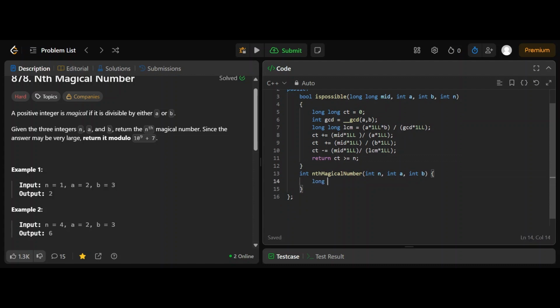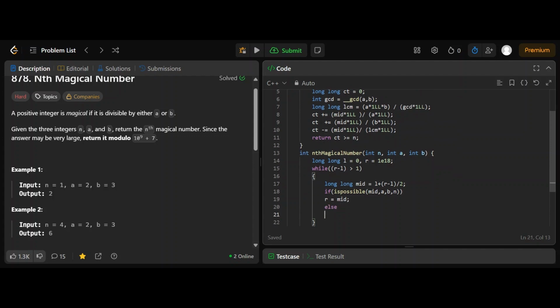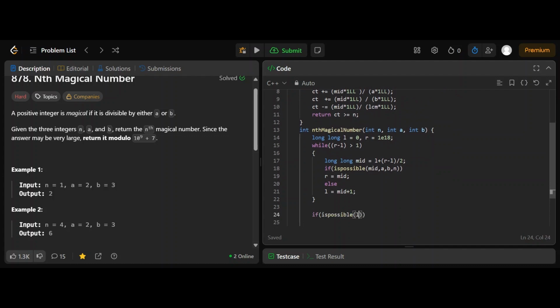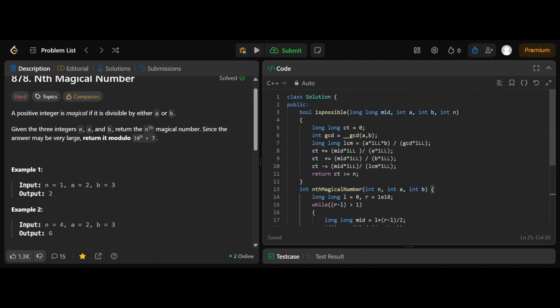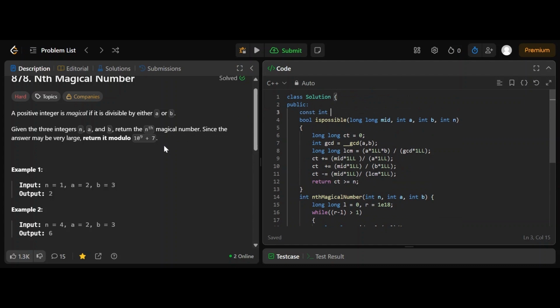Now here we have L as 0, R as 10 raised to 18 for the maximum range, while R minus L greater than 1. Mid will be L plus R minus L divided by 2. If isPossible for mid, a, b and n, we will do R as mid, else L as mid plus 1. After coming out, if it is possible for L, a, b and n, we will return L modulo M, else we will return R modulo M. And M you have to define always on the top. So wherever this modulo is given, we'll define it as constant modulo M, 1e9 plus 7 on the top. This is the best way to write.